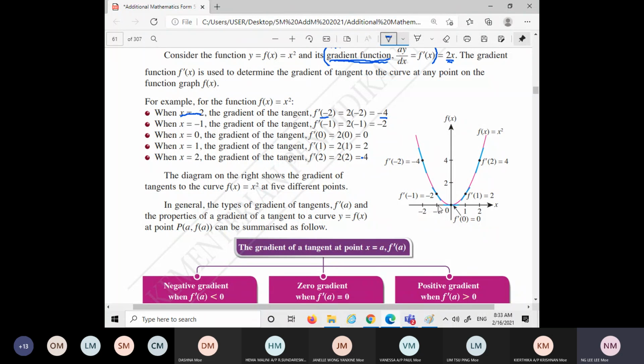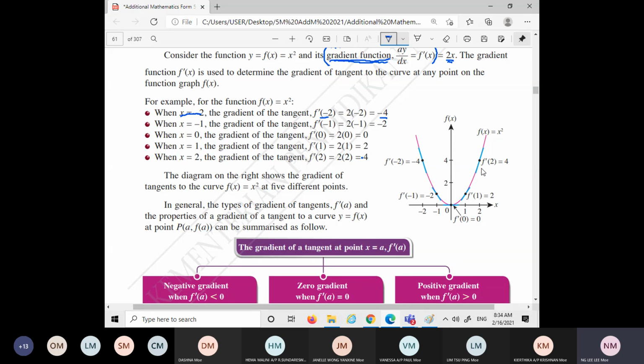Then when x is -1, the gradient is -2. When x is 0, the gradient is 0. When it's 0, you can see the slope, the tangent actually is a horizontal line. And then we continue. When x is 1, the gradient is 2. And when x is 2, the gradient is 4.